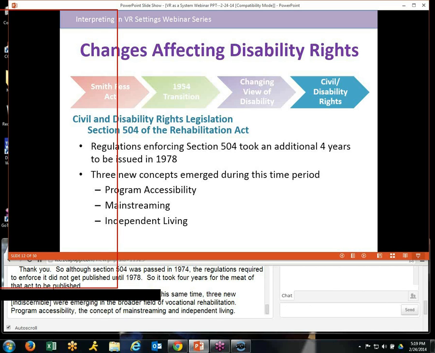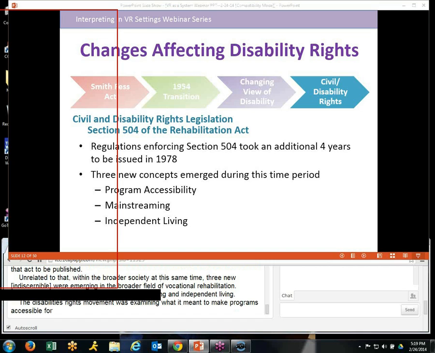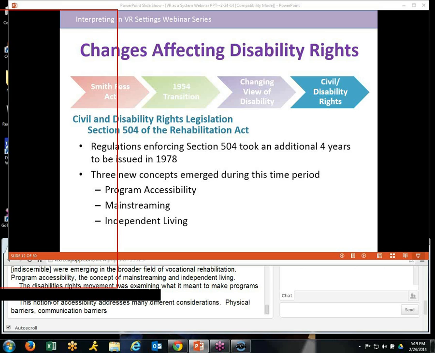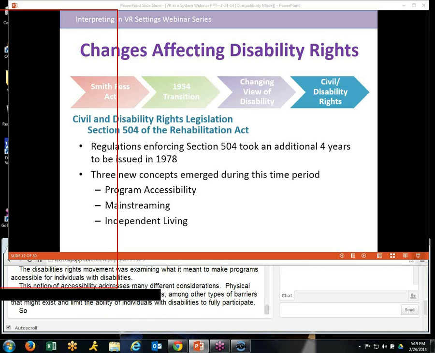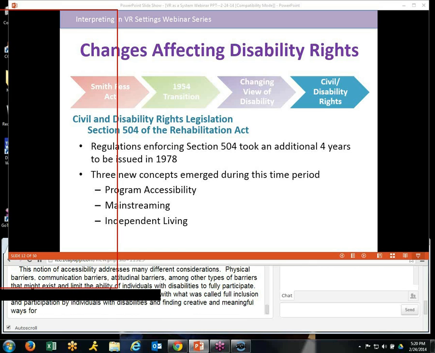The disabilities rights movement was examining what it meant to make programs accessible for individuals with disability. This notion of accessibility addresses many different considerations: physical barriers, communication barriers, attitudinal barriers, among other types of barriers that might exist and limit the ability of individuals with disabilities to fully participate. So the disability movement became concerned with what was called full inclusion and participation by individuals with disabilities, and finding creative and meaningful ways for individuals with disabilities to be active and engaged in all aspects of society.